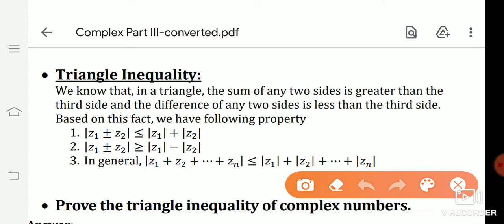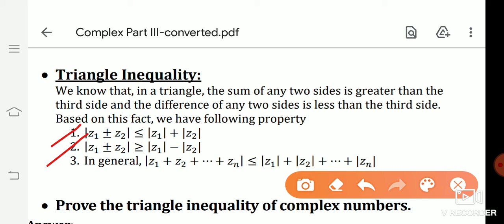Based on this fact, the mathematicians have discussed some basic laws: if z1 and z2 are 2 complex numbers, then mod of z1 plus minus z2 is always less than or equal to mod of z1 plus mod of z2, and mod of z1 plus minus z2 is always greater than or equal to, that means the difference is always greater than or equal to, mod of z1 minus mod of z2.